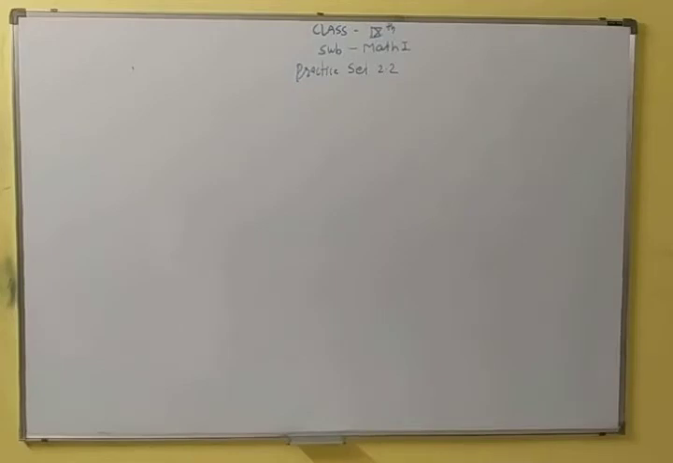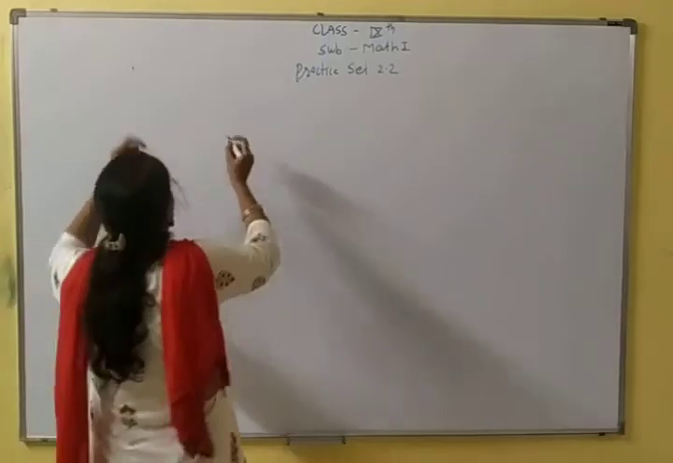Irrational and real numbers. First, what are rational numbers? Those numbers are said to be rational numbers which can be represented in P by Q form.